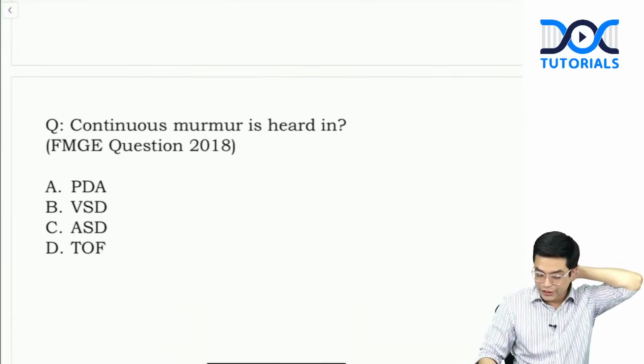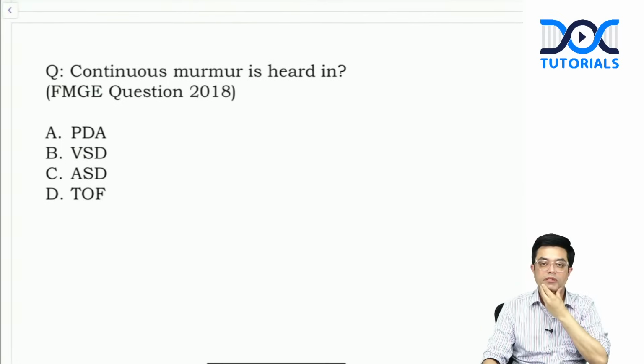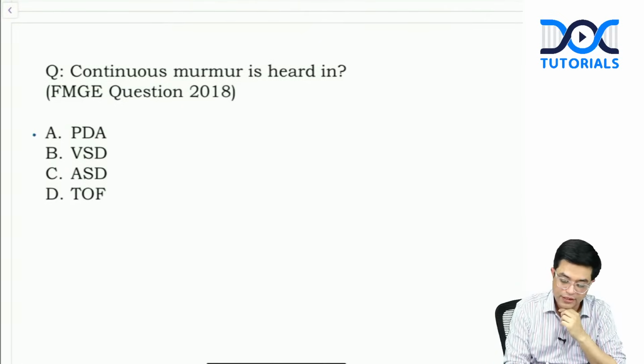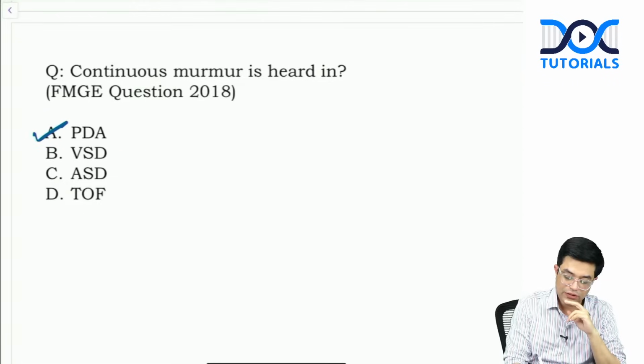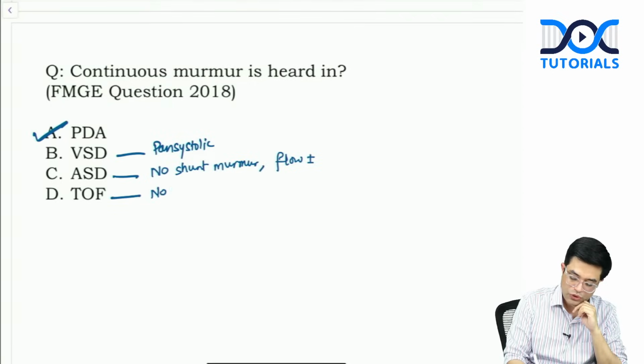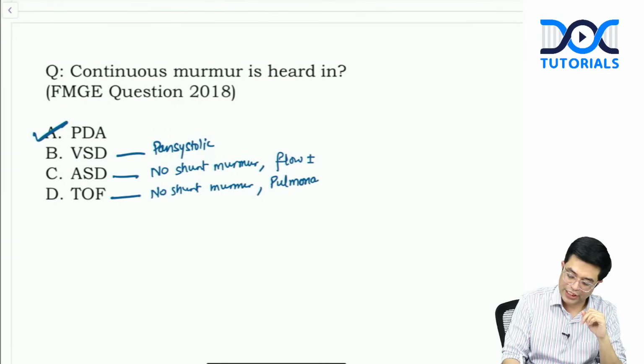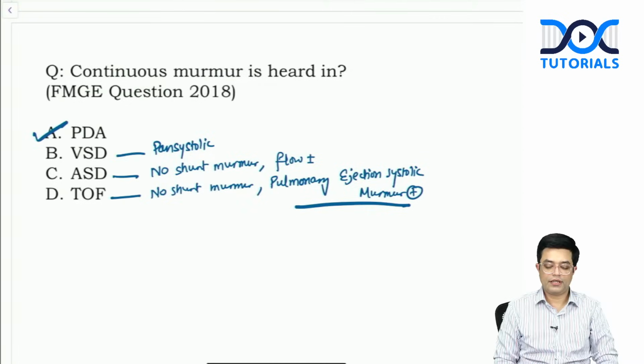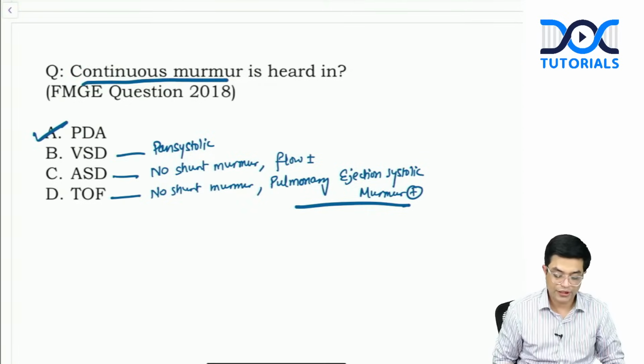Let's move further. Continuous murmur is heard in FMG question 2018. Continuous murmur with a machinery character is heard in patent ductus arteriosus, right? VSD के अंदर होता है pan systolic murmur. ASD के अंदर होता है no shunt murmur. However, flow murmurs may sometimes be heard. Tetralogy of Fallot के अंदर no shunt murmur, तो VSD का murmur नहीं होता. However, they may have a pulmonary ejection systolic murmur. So ये points है जो आप add कर सकते हो. Quick revision points, right? So PDA will have the continuous murmur with a machinery character.